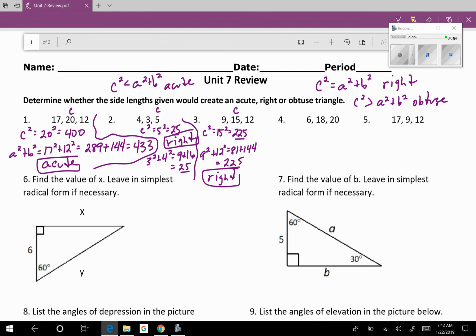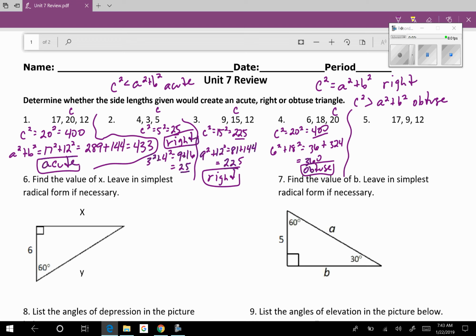All right, next one we have 6, 18, and 20. 20 is our longest, so that's c. So c squared, that's 20 squared, which is 400. And then we have 6 squared plus 18 squared. So that's 36 plus 324. And so that's 360. So c squared is bigger than a squared plus b squared, so this one is obtuse.